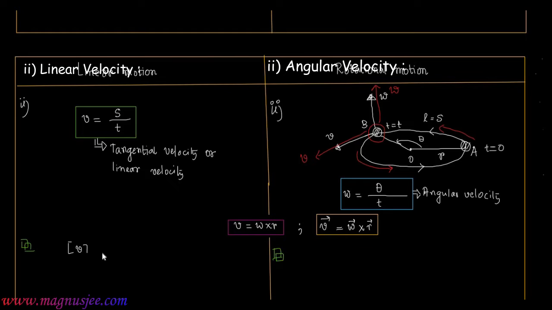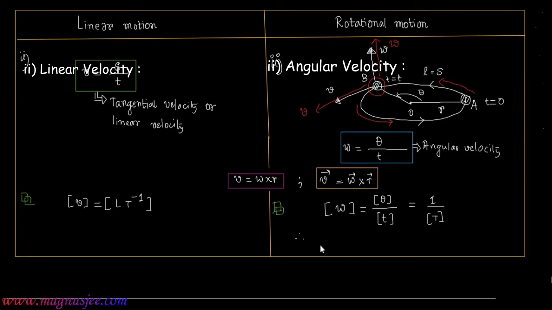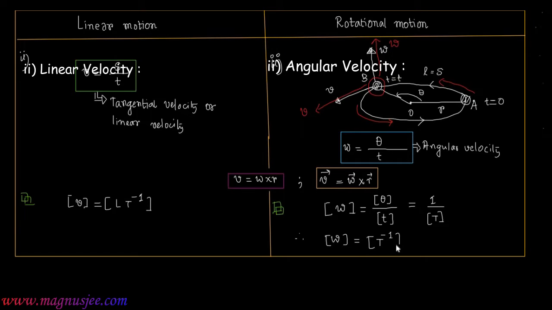Dimension of tangential velocity V is equal to L t to the power minus 1. On the right hand side, dimension of omega is equal to dimension of theta by dimension of t, which is equal to 1 by dimension of t. That's why we can write, dimension of omega is equal to t to the power minus 1.